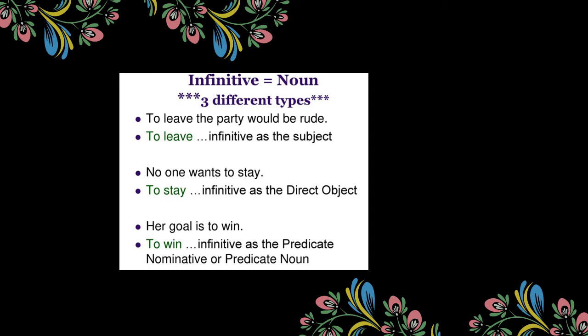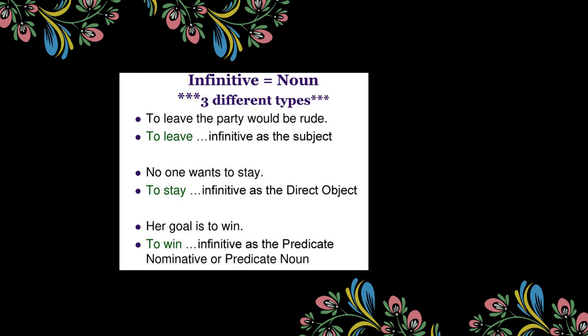Next, no one wants to stay. Where is your infinitive here? To stay. And the function of this is still a noun, but this infinitive functions as your direct object. Why direct object? What does no one want? To stay. It answers the question what. It is a direct object.